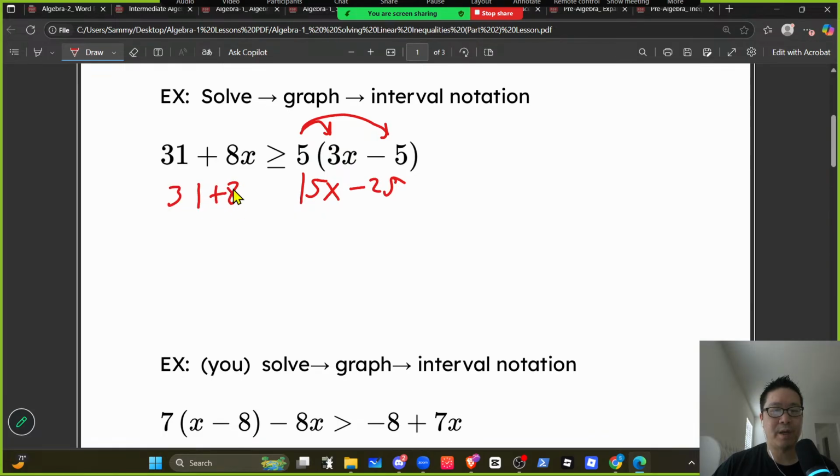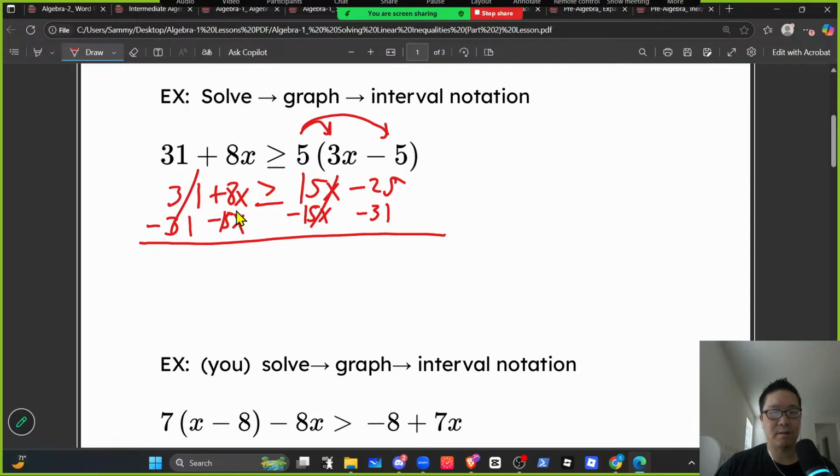And then on the left, we have 31 plus 8x is greater than 15x minus 25. Then I'm going to isolate by moving the x to the left side. I'm going to subtract 15x from both sides, and then I'm going to move the constant to the right side by subtracting 31 from both sides. When we do that, we get positive 8x and negative 15x is negative 7x.